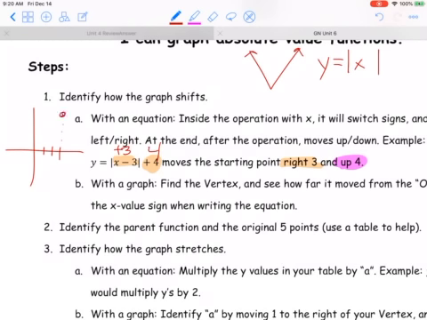If you already have the graph, you just have to count to that starting point. And then remember, when you put it in the equation, if the point was at 3, 4, you need to switch it. So it's x minus 3 plus 4.